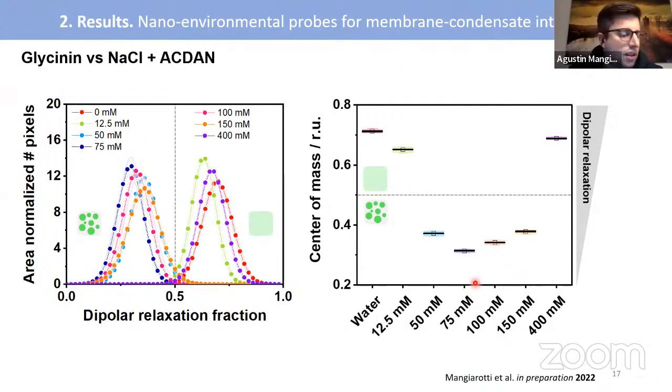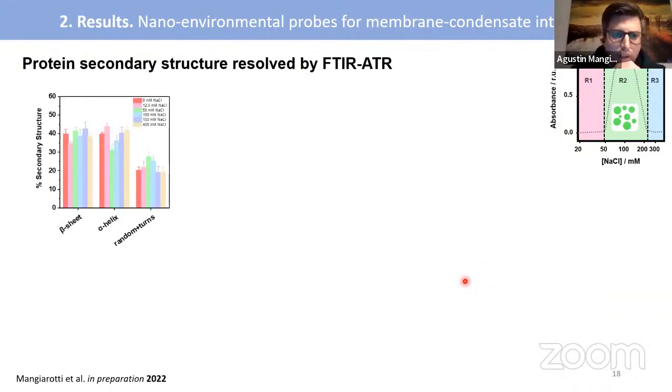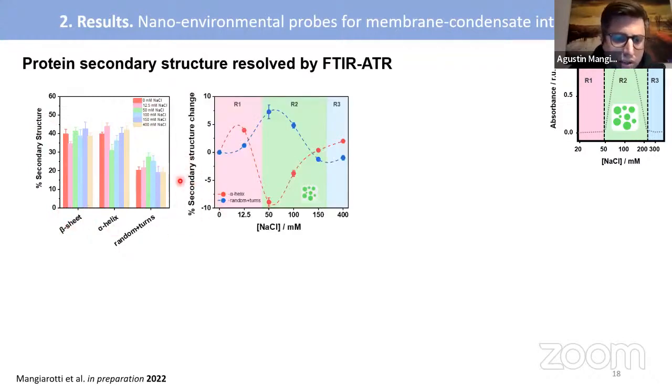So one possibility is that the protein is changing its secondary structure, and we check that using infrared spectroscopy. In this graph, you have the percentage of secondary structure for the different conditions, but just focus on this one. Here, I'm plotting the percentage of secondary structure change compared to the initial structure of the protein in water. So we're seeing how the structure changed compared to the original, let's say, the structure of the protein in water. And I'm not plotting the beta sheet because it doesn't change very much.